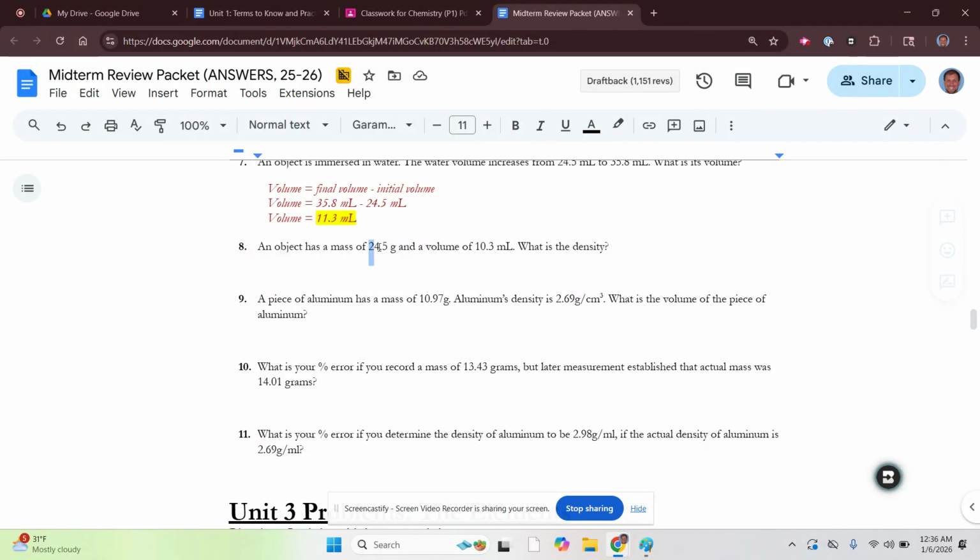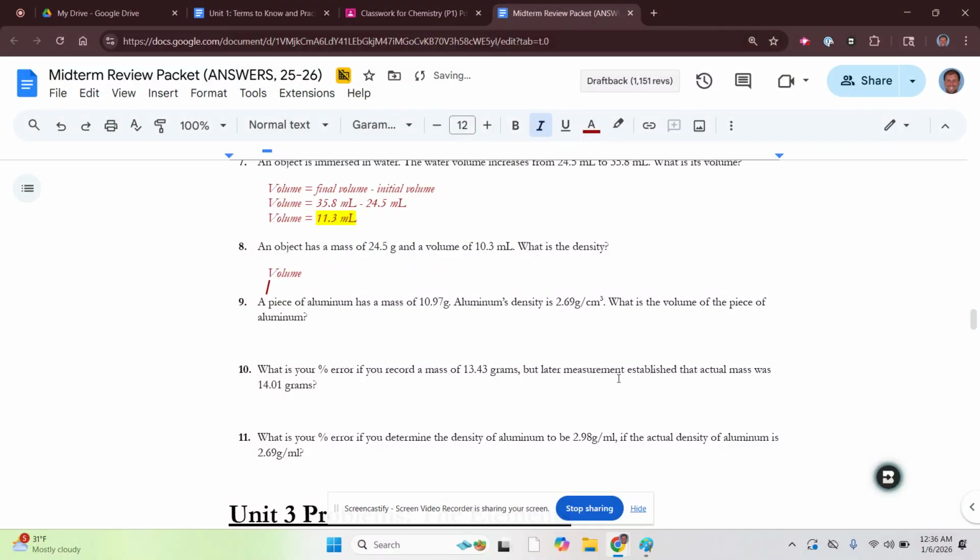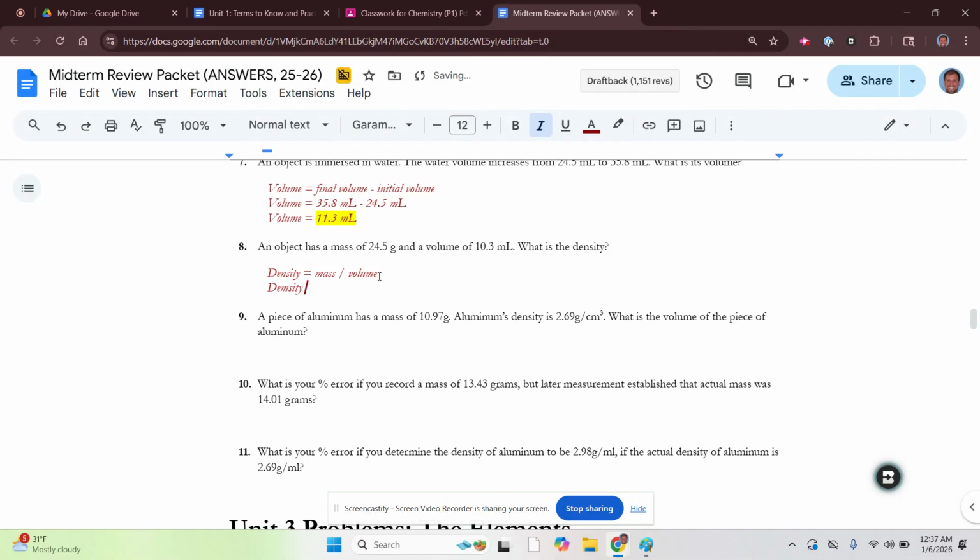An object has a mass of 24.5 grams and a volume of 10.3 milliliters. What is the density? Well, this is another equation that we worked with in class, all right? Specifically, we use this with finding the density of metal coins to determine their identity, as well as when finding the thickness of foil. Density is equal to the mass of an object divided by its volume.